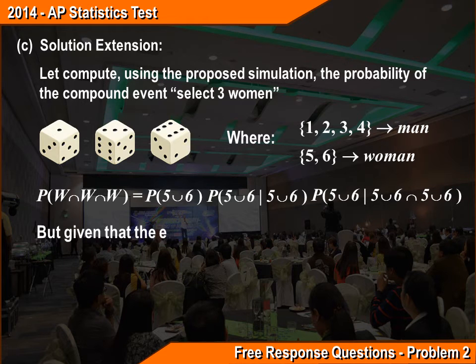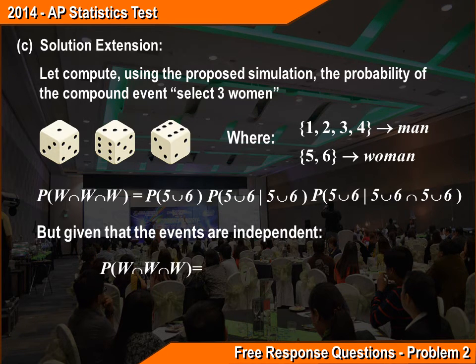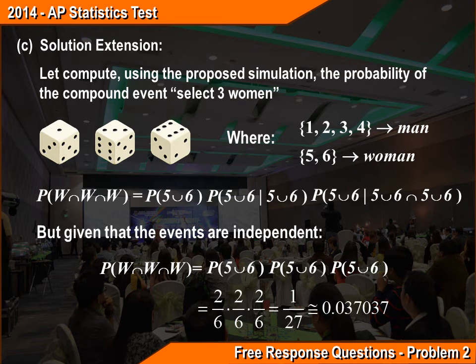But given that the events are independent, the probability to get 3 women in this simulation is going to be the product of 3 probabilities to get 5 or 6 in 3 consecutive rolls. The product of these 3 probabilities will be 0.037037.